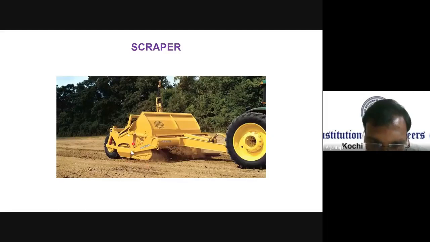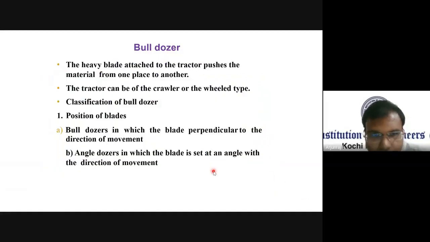The equipment is manufactured by a company called John Deere, JD for short. This is the equipment which is used for digging activities and also for construction activities. You can use this for the construction of roads. You see how smoothly you can use this.